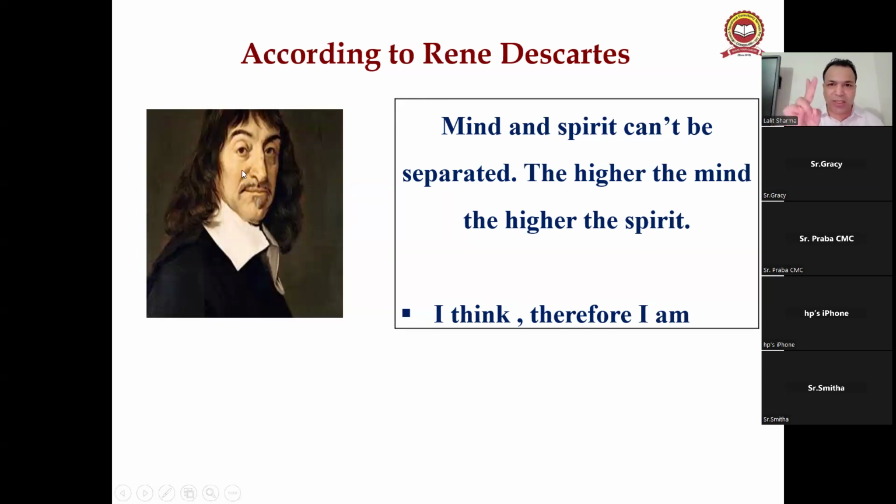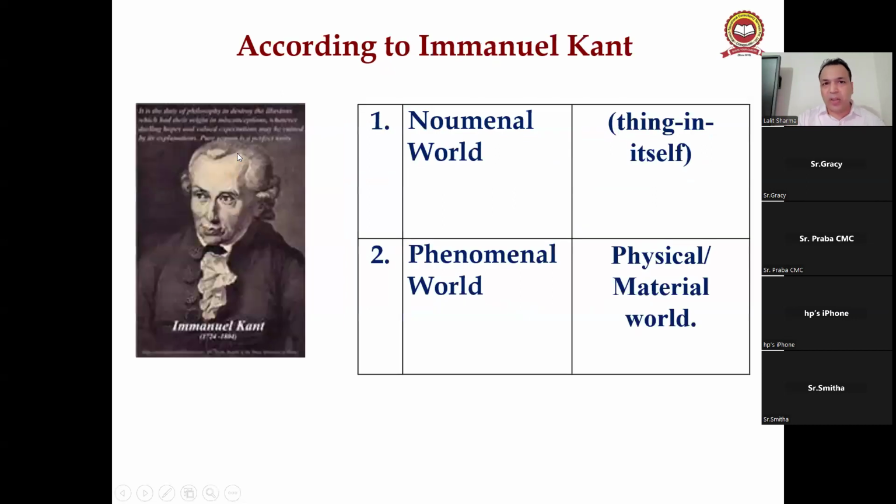Okay. So we have come to know two quotations. First, Plato talks about universal ideas and ideas of everyday experience. Right? Plato talks about the two worlds. Again, Rene Descartes has said that mind and spirit can't be separated. Third, Immanuel Kant has said that there are two types of world. One is called the noumenal world, second is called the phenomenal world. In the noumenal world, thing in itself. In the phenomenal world, physical material.